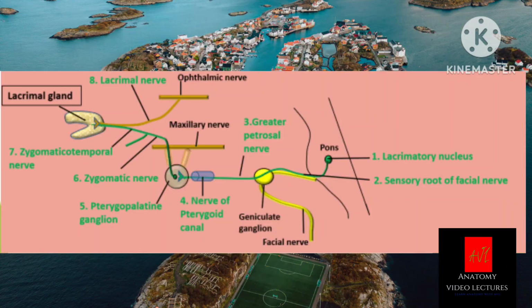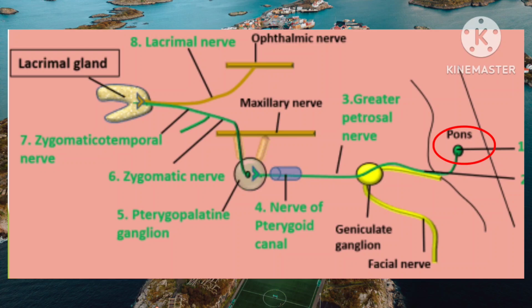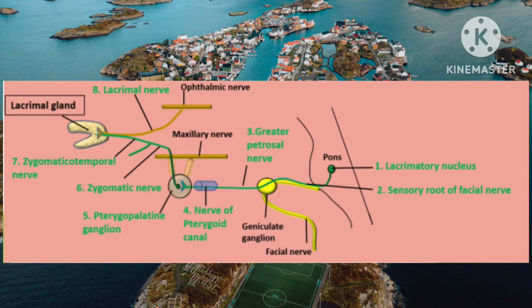The preganglionic fibers start from the lacrimatory nucleus, which is situated in the pons. Then the fibers pass to the facial nerve and reach the geniculate ganglion of the facial nerve, which gives the greater petrosal nerve. The greater petrosal nerve joins with the deep petrosal nerve and passes through the pterygoid canal as the nerve of the pterygoid canal, or Vidian's nerve. Then the nerve relates to the pterygopalatine ganglion.